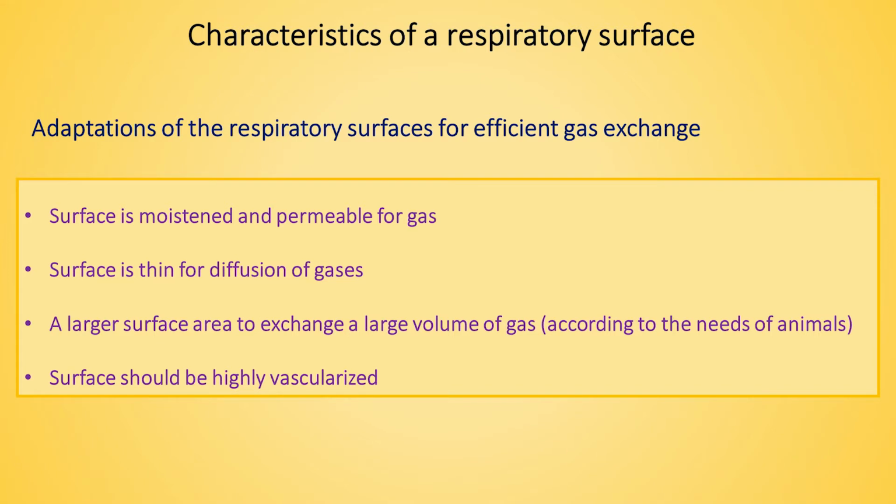Let's learn the characteristics of a respiratory surface. There are adaptations of the respiratory surface for efficient gas exchange. The surface should be moistened and permeable for gases. And for the diffusion of gases, the surface should be thin, and a large surface area is needed for efficient gas exchange. For optimum gas exchange, the surface needs to be highly vascularized. That means there should be a lot of blood vessels in the respiratory surface.